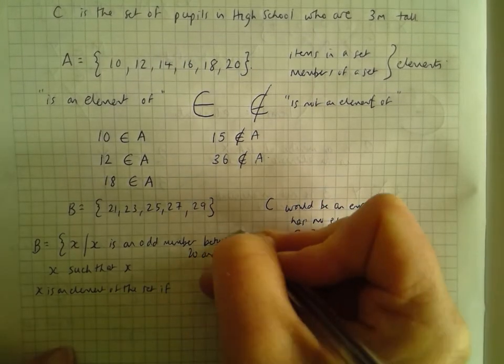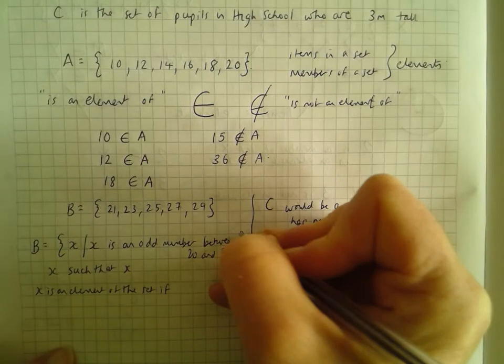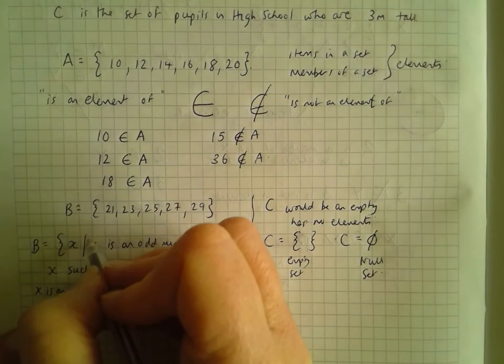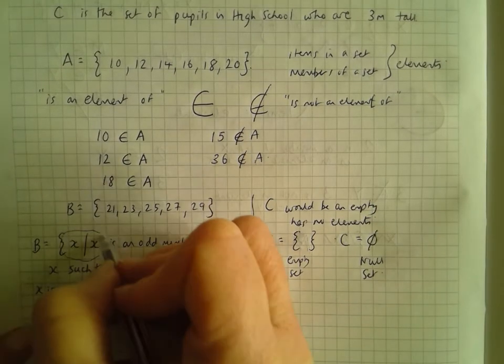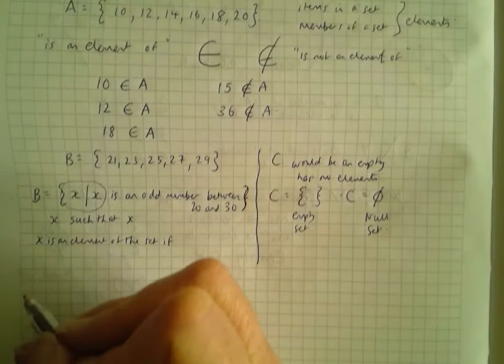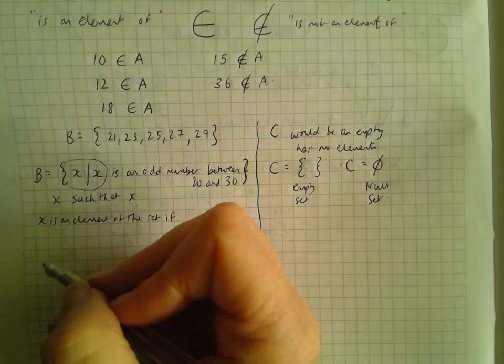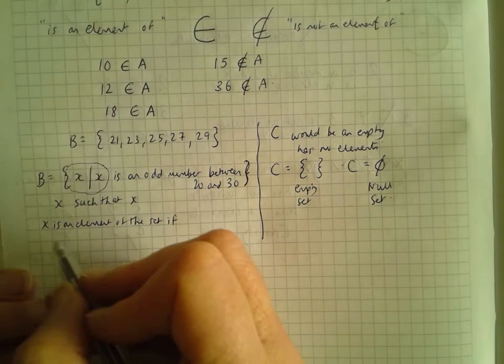Okay? So you see how we do that? X such that X, that's the bit that doesn't change. Every time we do a set, that's the bit that doesn't change. But what it means is X such that X is an element of the set if it's an odd number between 20 and 30.